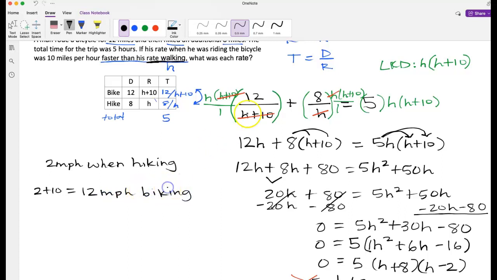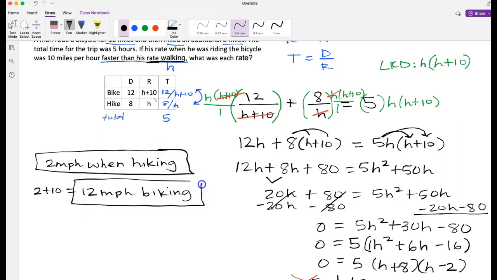Okay, and let's just make sure that we found what it asked for. It asked us to find what each rate was. So we found 2 miles an hour when he was hiking and 12 miles an hour when he was biking. Okay, I hope that was helpful.